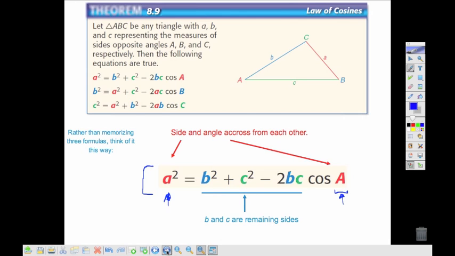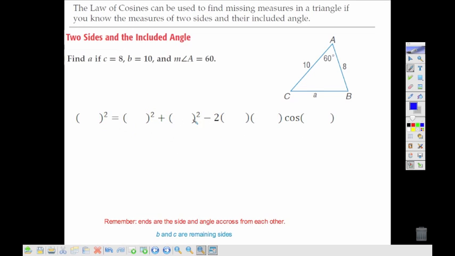So for our formula, we could think about it this way, where we just leave a lot of blanks. A number squared, and that's going to be opposite of the angle that we're looking at. So depending on what we have, in this case, we have a 60-degree angle, so that's going to go inside of cosine. Now the a, notice, is across from that 60-degree angle, so I'm going to put that in over here. I don't know what that is, that's my variable.